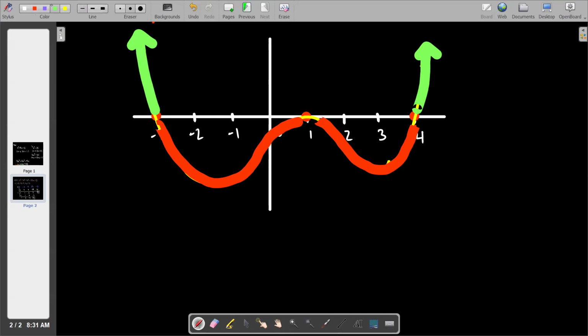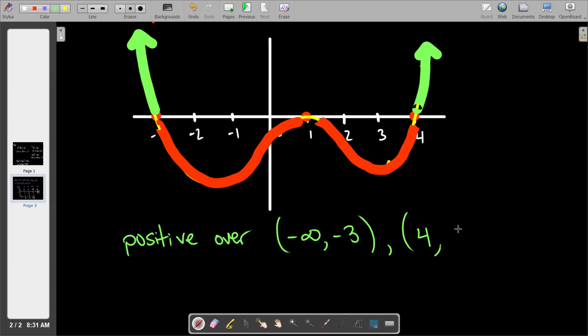So I always start, when I name my answers, I always start with whatever one is furthest to the left. If you were to look at my answer keys, half the time you'd see red first, half the time you'd see green first. I just go with left to right. So I'm going to start with positives. So remember the lingo, it's been a while. Positive over. Nice job. So negative infinity to -3 and 4 to infinity.